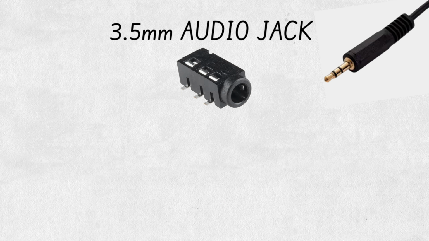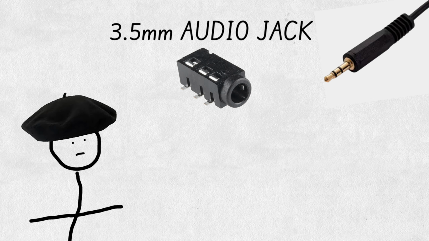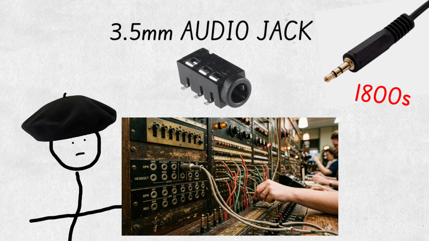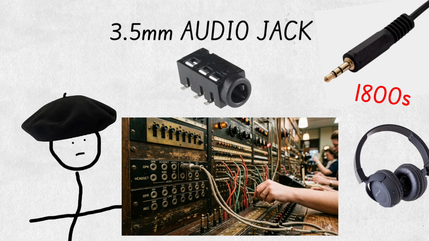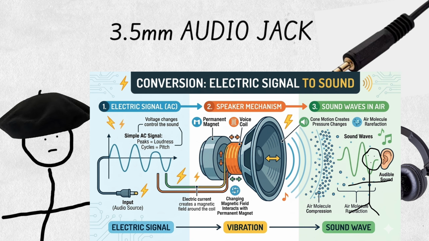3.5 audio jack. The 3.5 headphone jack is the oldest port on this list. The connector design traces back to the 1800s, originally used in telephone switchboards. It's been miniaturized over decades and landed on consumer electronics as a standard for headphones. It's analog. It converts electrical signal directly to sound.